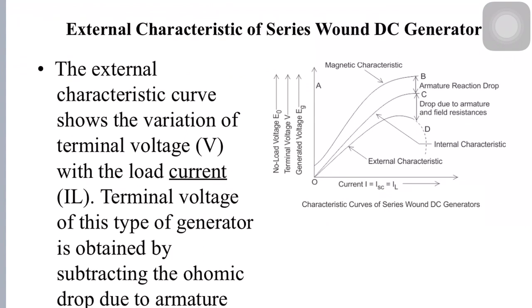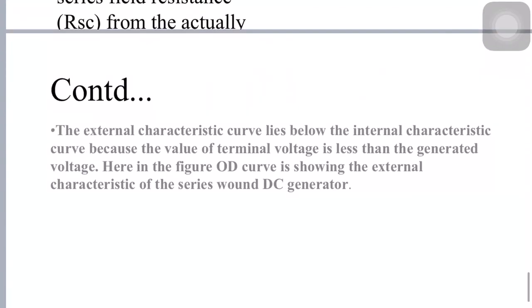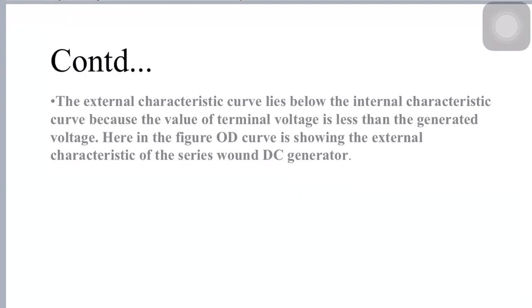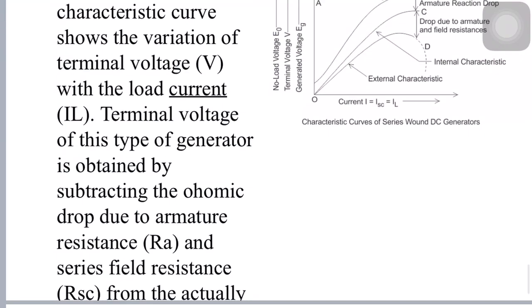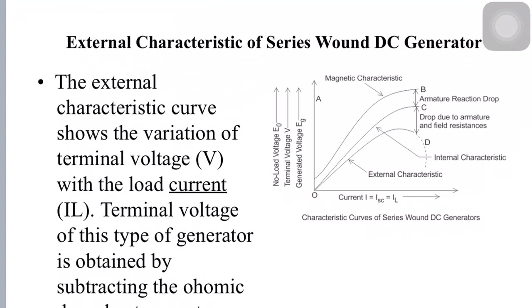The external characteristics curve lies below the internal characteristics curve because the value of the terminal voltage is less than the generated voltage, and in this figure the OD curve is showing the external characteristics of the series wound DC generator. Okay, this is how we will draw the external and internal characteristics of a series wound generator.